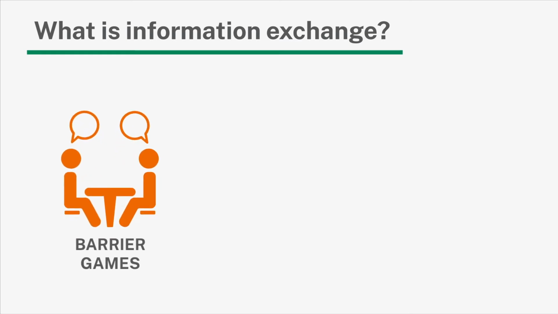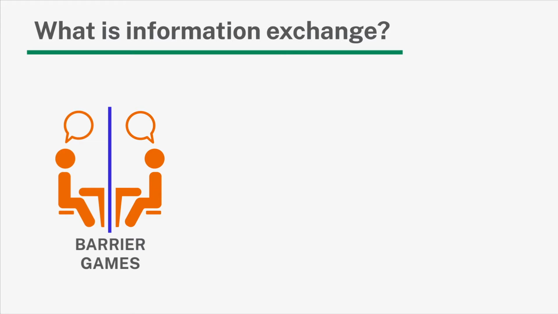In barrier games, a barrier is placed between two learners so that they cannot see each other's information. In a classroom, a tall book could be placed between them, or alternatively, they could be sitting with their backs to each other. They look at different texts, images, or objects, and exchange information about them by speaking to each other. Please watch the Barrier Games video in this series for more information about this particular activity.